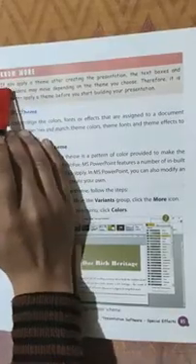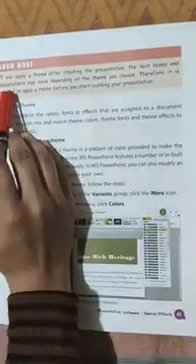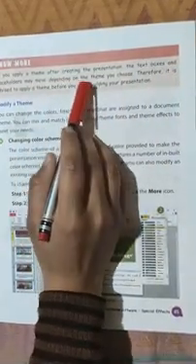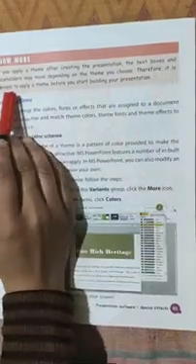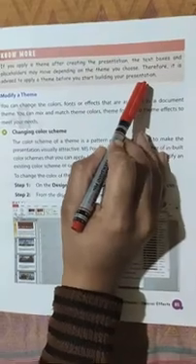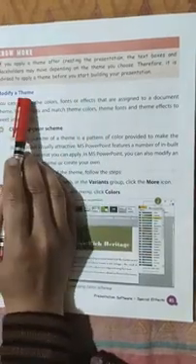Now, no more. If you apply a theme after creating the presentation, the text boxes and placeholders may move depending on the theme you choose. Therefore, it is advised to apply a theme before you start building your presentation. Got it? Firstly, you choose the theme and then start building your presentation. Okay. Now, modify a theme.